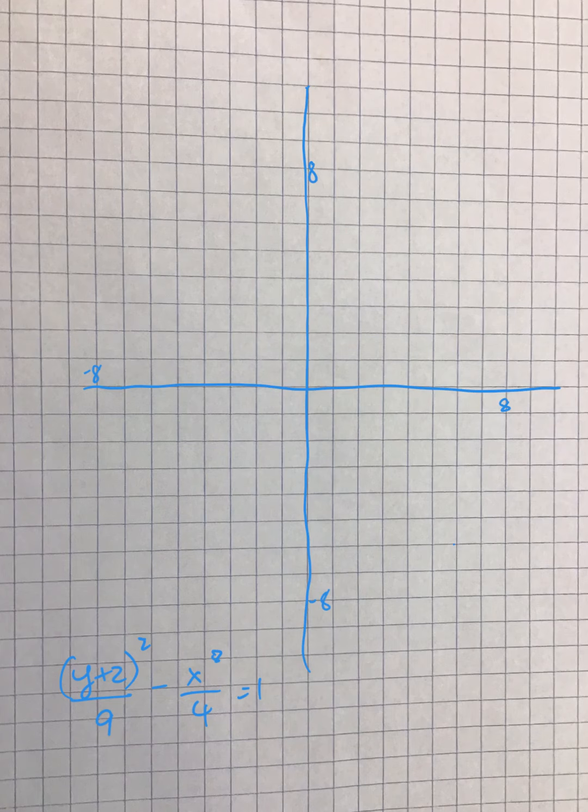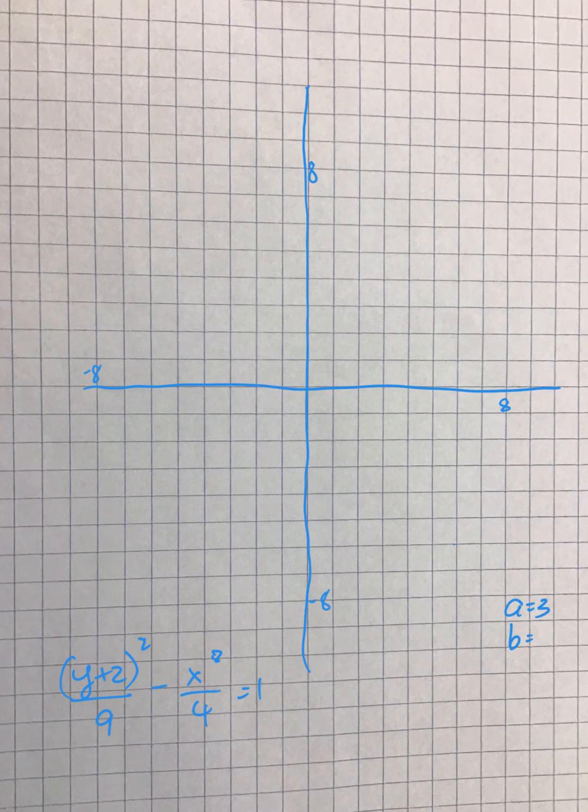You tell who the A is. It's the guy under the positive term. Okay? So if there's a 9 under the y plus 2, which is the positive one, then A is 3. Everybody get that? So we have A equals 3.